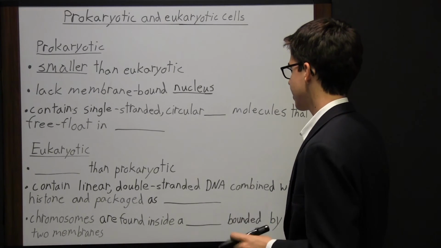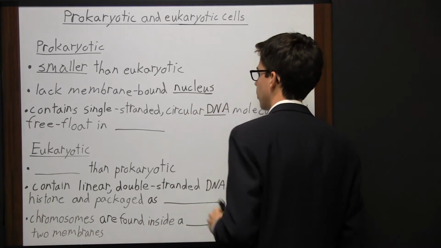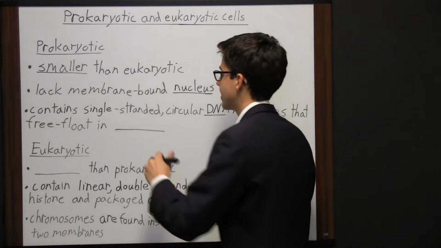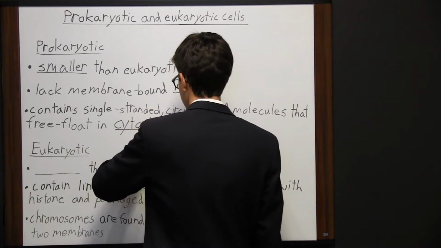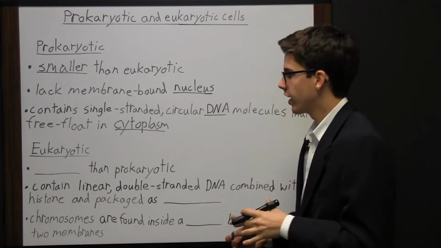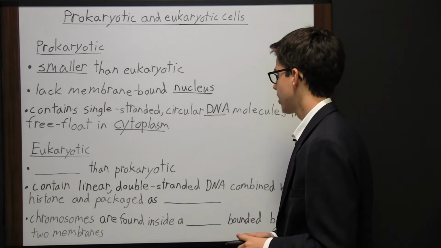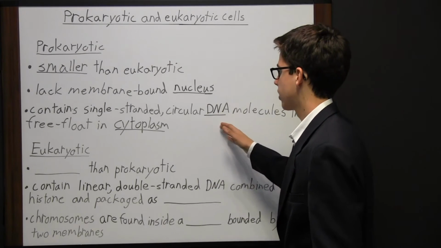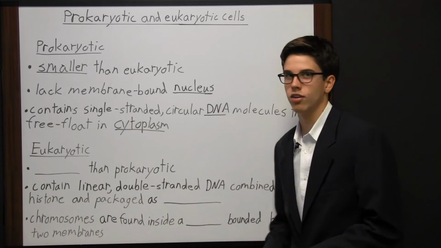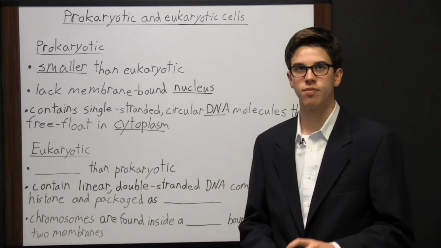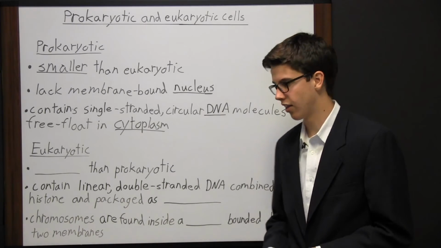Now, they contain single-stranded circular DNA molecules that free float in, you can probably guess, cytoplasm, because cytoplasm is kind of the fluid in a cell that all the other organelles in the cell float around in. So the DNA molecules free float in cytoplasm. So some different organelles that are in prokaryotic cells are ribosomes, centrioles, often one or more flagella, and cytoskeleton elements.